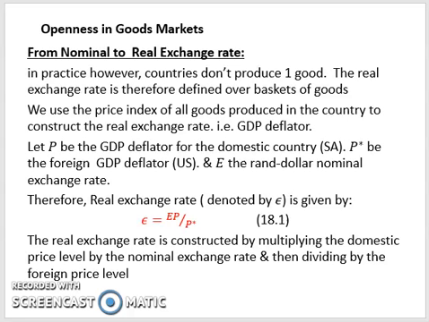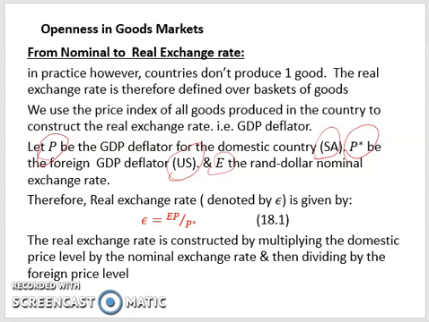So they are, by definition, the price index for the set of final goods and services produced in the economy. So we let P be the GDP deflator for the domestic country, which is South Africa, and P star be the foreign deflator, for the US in this case. So the star will represent foreign, and E is the dollar nominal exchange rate, or rather the rand dollar nominal exchange rate.